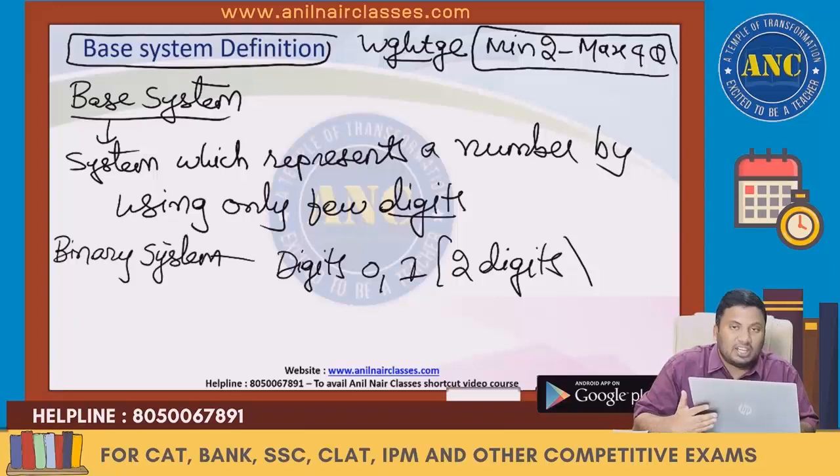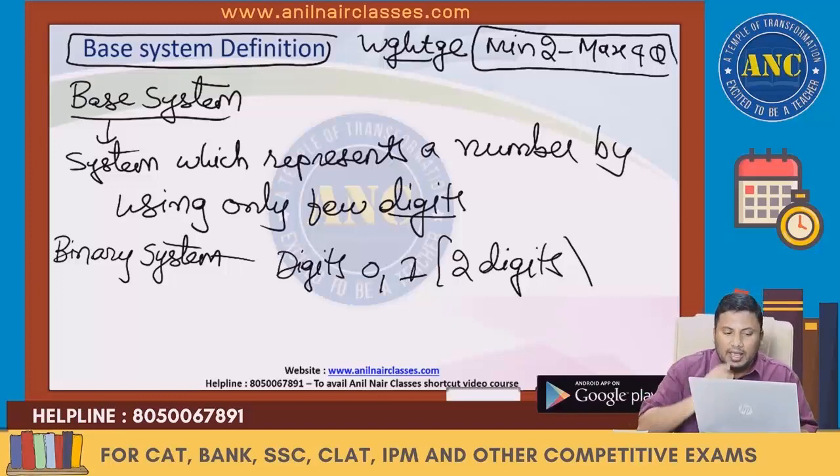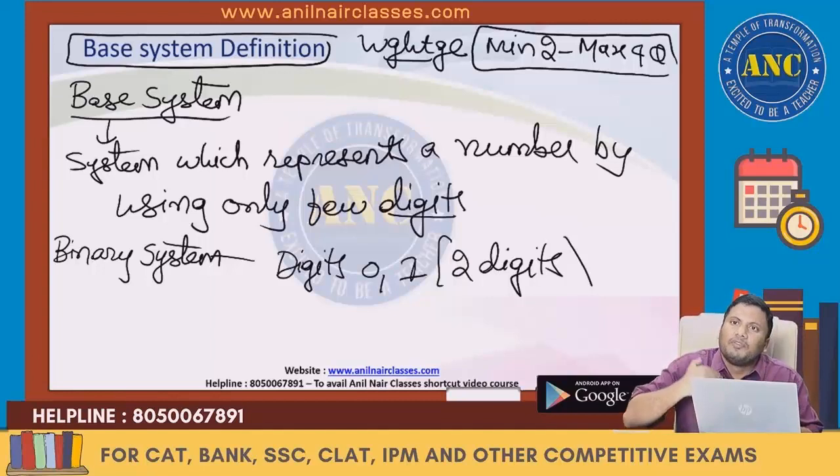What is a binary system? A binary system is a system which uses only 2 digits. What are the 2 digits that I am using? 0 and 1. Why is it 0 and 1? Because in a computer architecture, 0 is considered to be an off state and 1 is considered to be an on state. So in all these base systems, we will start from the digit 0, which virtually represents an off state. If I use 2 digits, it is called a binary system.